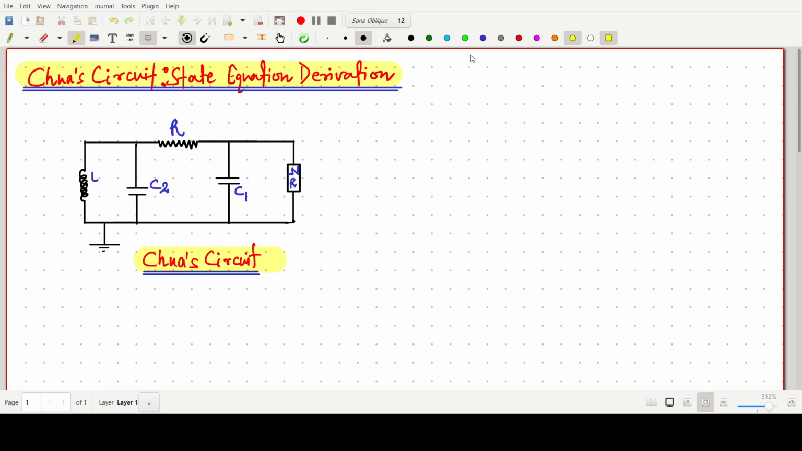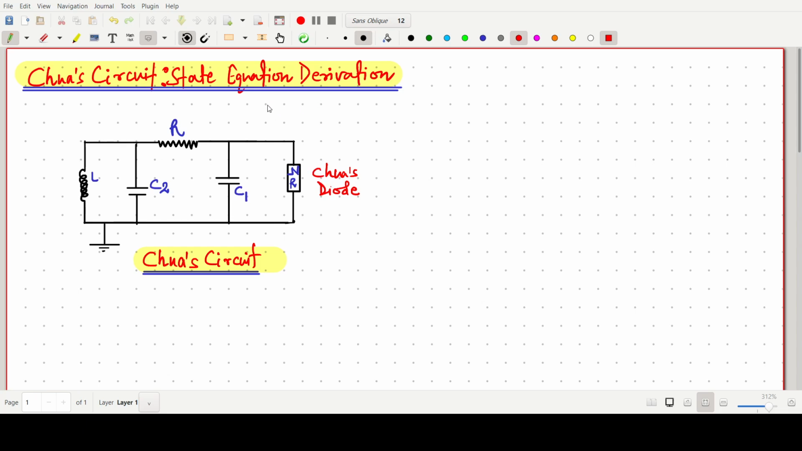In that circuit there is an inductor, one resistor, two capacitors, say C2 and C1, and a nonlinear element. In some papers in scientific journals, this one is called a Chua diode. So we have to derive the state equation.